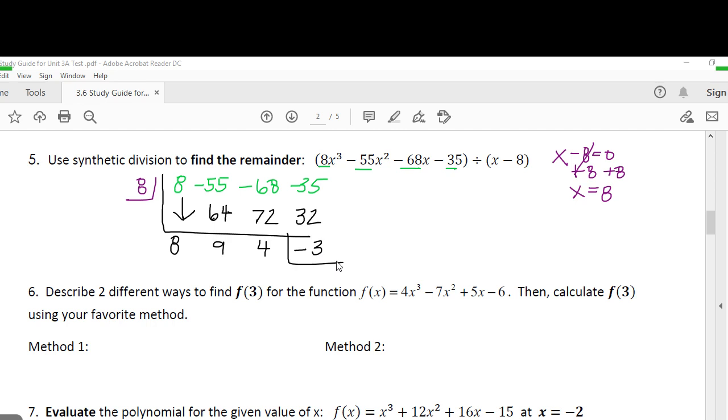Again, this last number is always your remainder. So my final answer here is I'm going to take that negative 3, put it over my divisor of x minus 8, and there is my remainder.